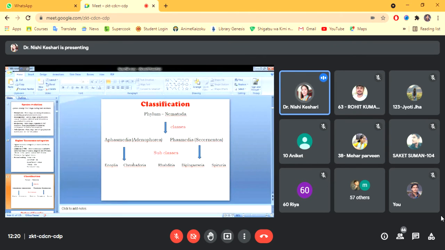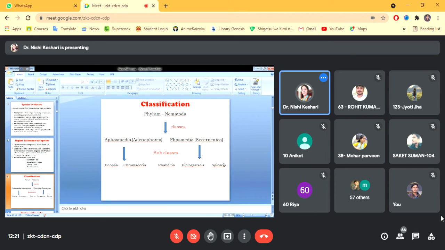Again, these classes are classified into subclasses. Adenophorea is classified into Enoplia and Chromadoria. These two subclasses are under Adenophorea. And in Secernentea, three subclasses are there: Rhabditia, Diplogasteria, and Spiruria. Amongst all these, Diplogasteria is very important, and it has most of the plant parasitic nematodes. Rhabditia are all saprophagous nematodes. They are found in water, whether marine water or fresh water, or in soil also. They are very common.